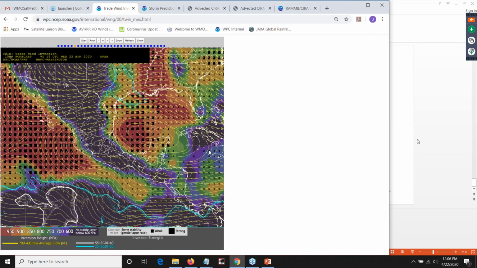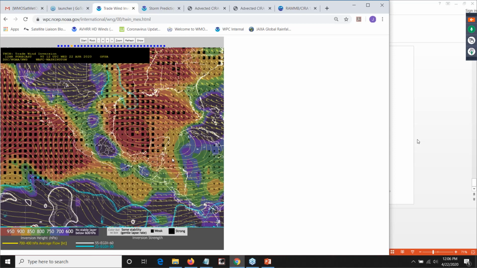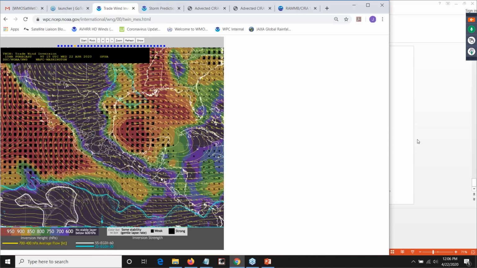And the flow is an average of different levels in the mid-troposphere. So you can see, in this case, the mid-level ridge centering just northwest of the Yucatan Peninsula. So you can see the circulation, and you can see that all these areas have a strong inversion. In the morning, especially, now the inversion is starting to break according to the model, right, in the mountains of Central America.